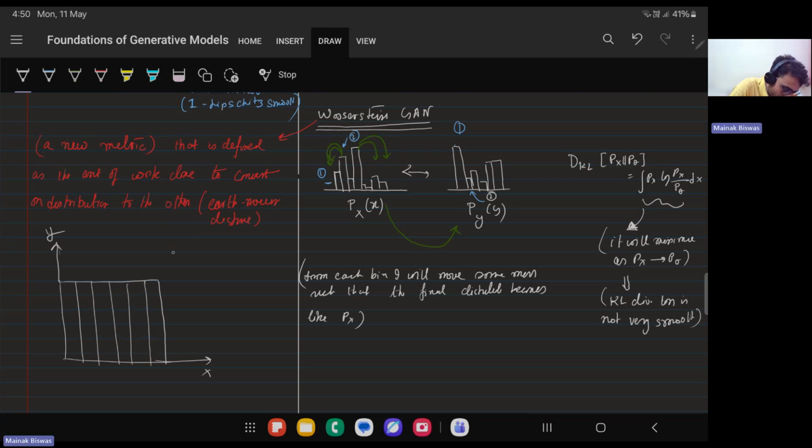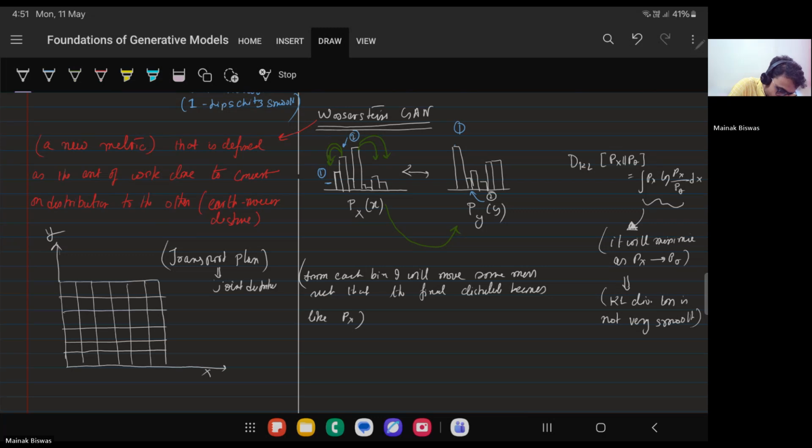So this is called a transport plan. Transport plan is defined as a joint distribution. So now you can think of it that I'm transporting mass from X to Y.